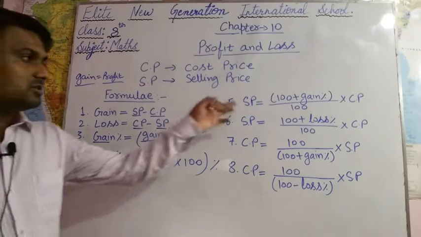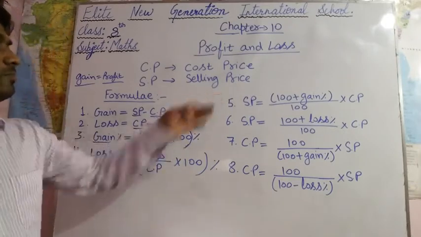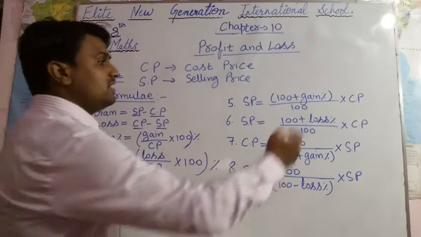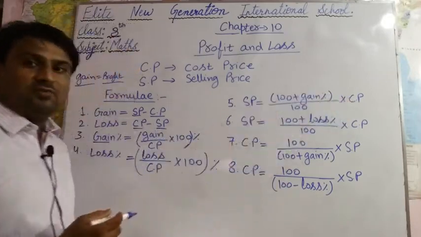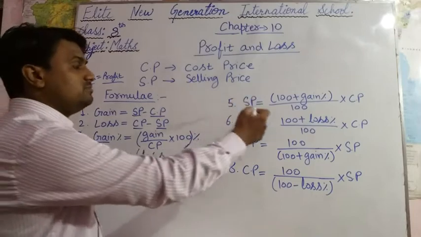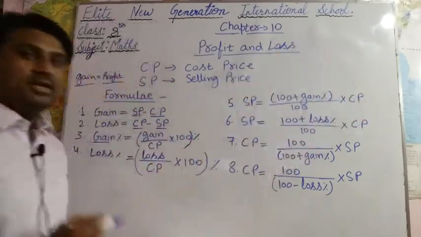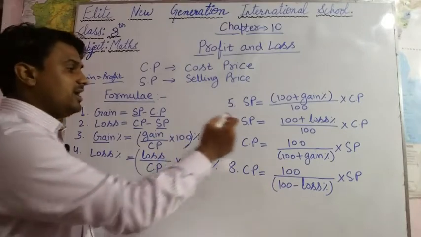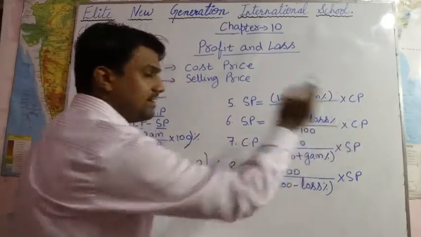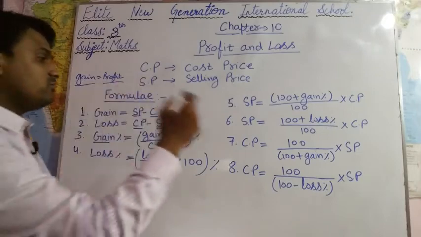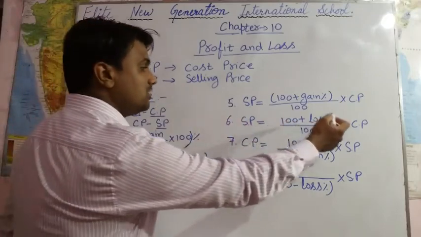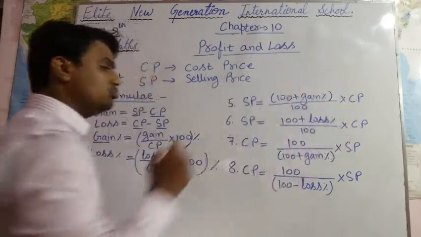Now there are some other formulas also, which are important. When we are given gain percent and CP and we want to find SP, then SP equals 100 plus gain percent upon 100 into CP. Similarly, if we want to find SP and we are given loss percent and CP, then we use this formula: SP equals 100 minus loss percent upon 100 into CP.